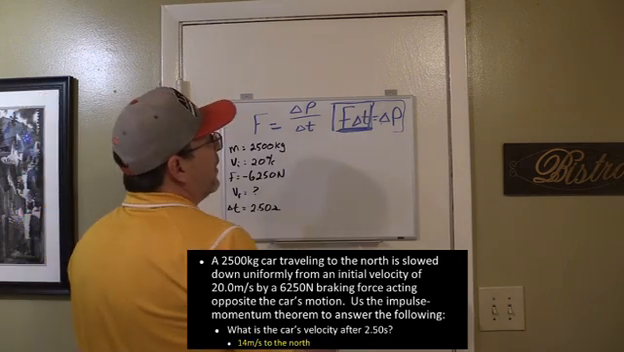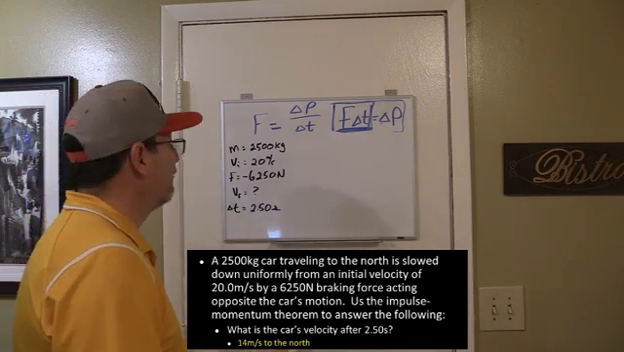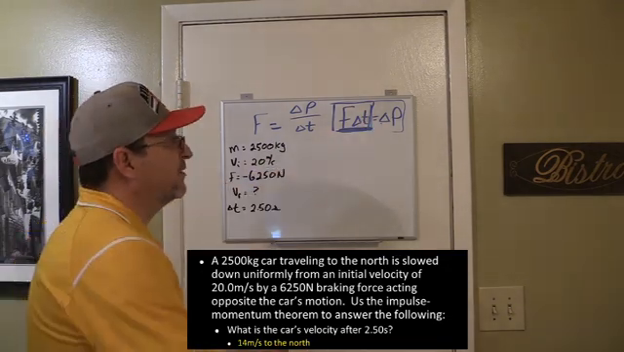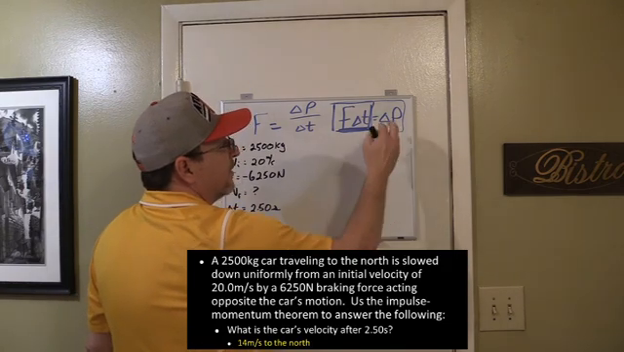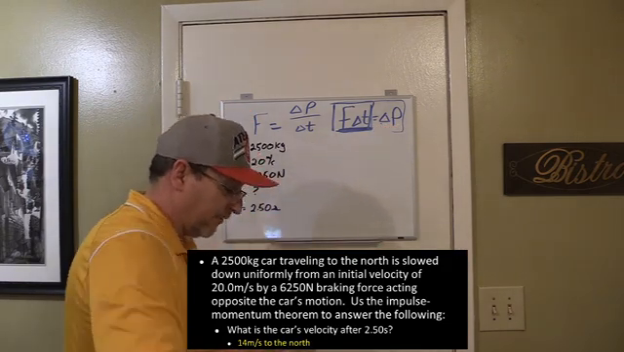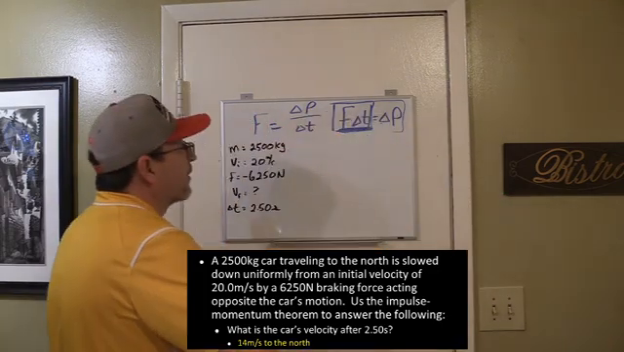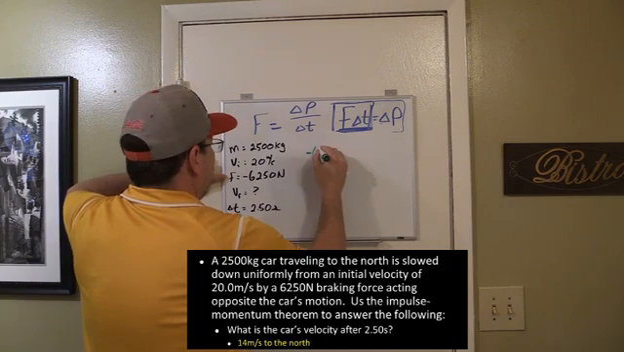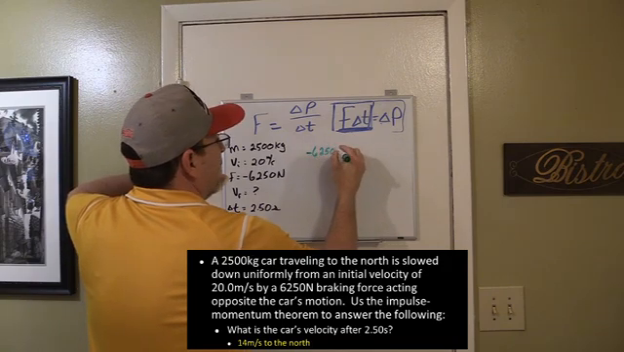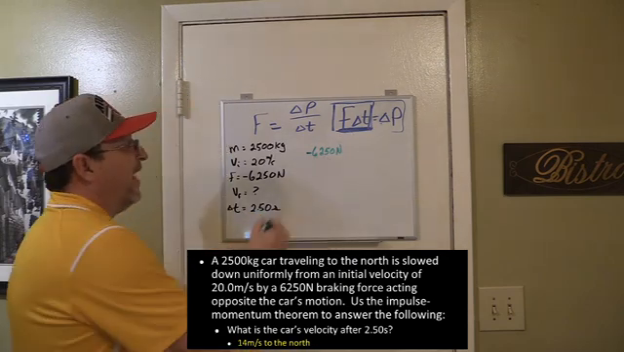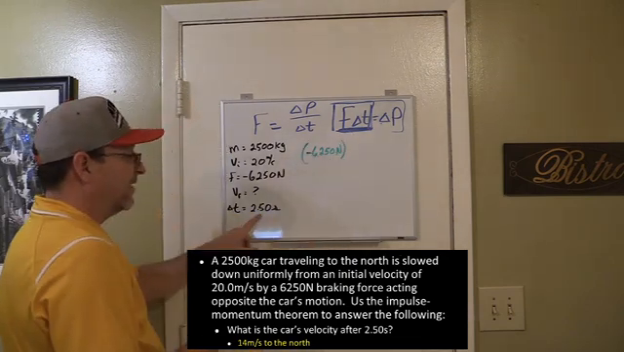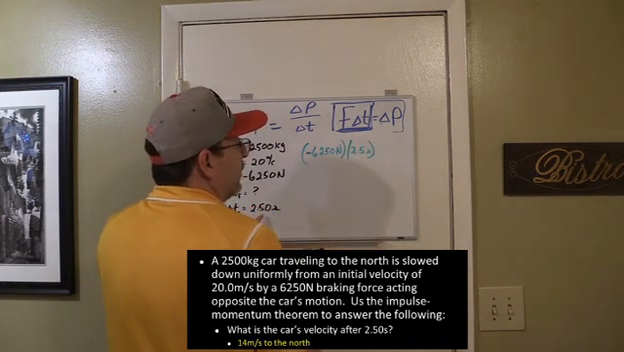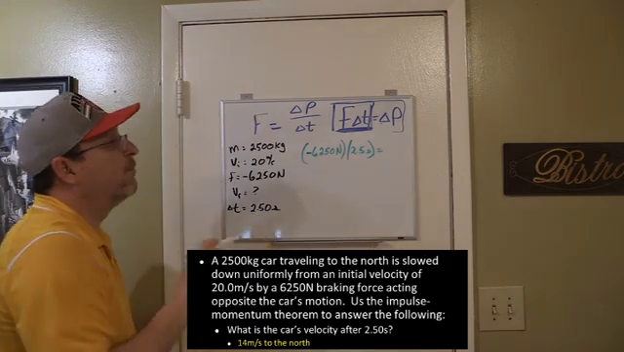Now, I have everything that I need except for one piece. I know the force. The force was given to me. It was a negative 6250 newtons. I also know the time. It was given to me in the problem, 0.25 seconds. Now, I know most of this.